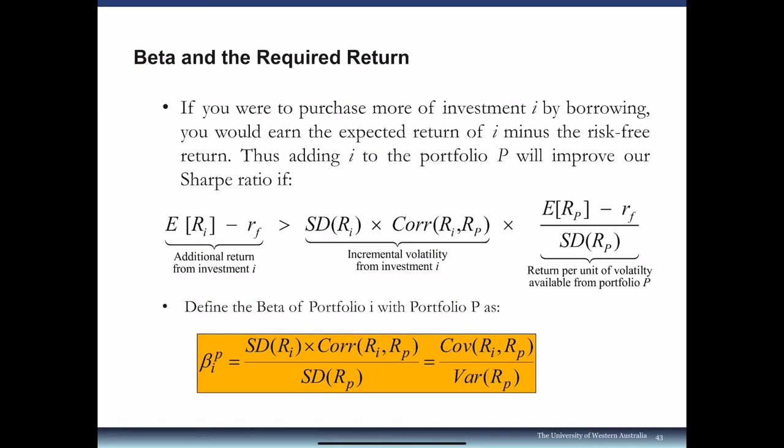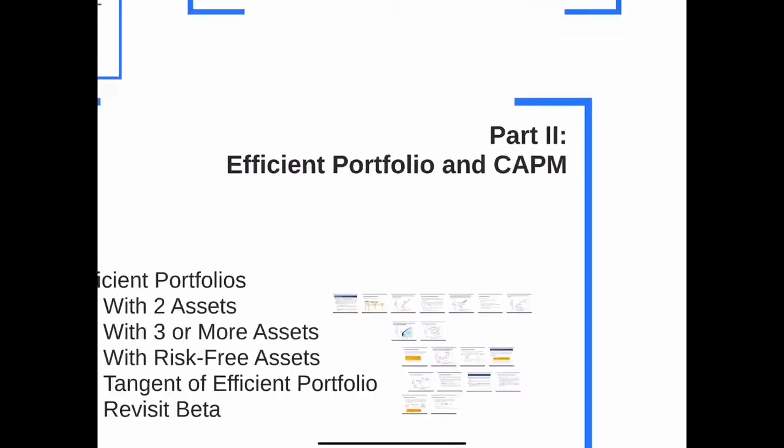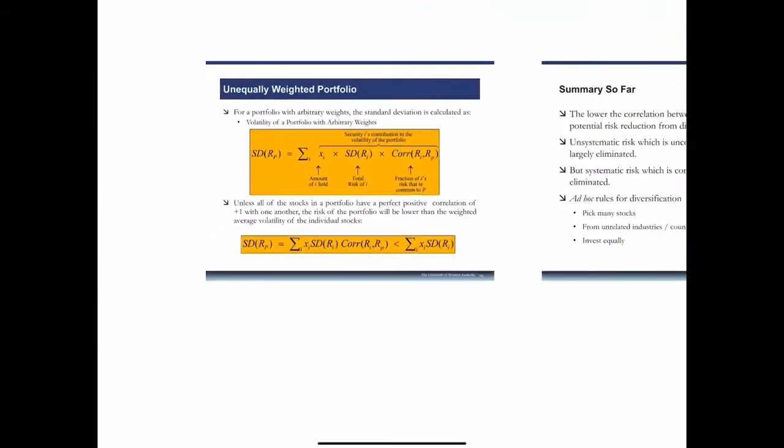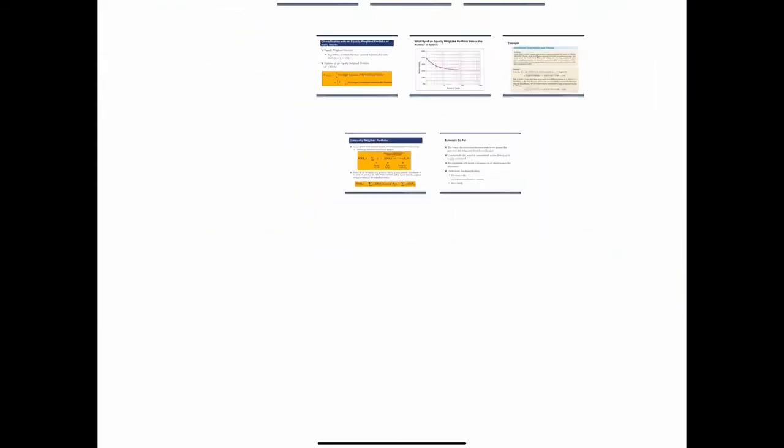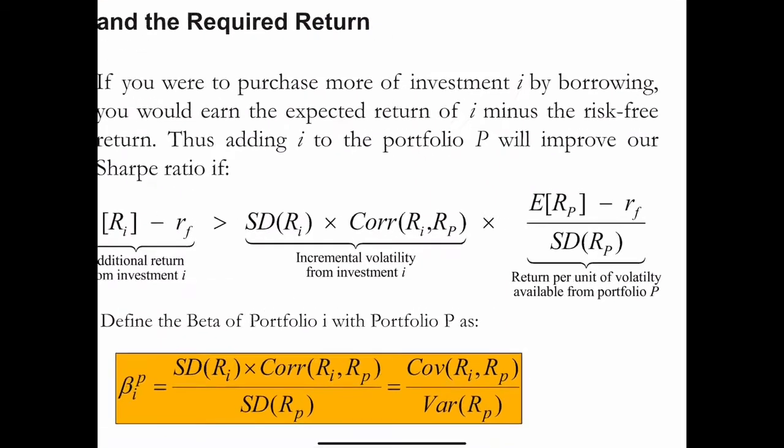So adding I to the portfolio P will improve our Sharpe ratio if the additional return from investment I is bigger than the incremental volatility from investment I times the return per unit of volatility available from portfolio P. The incremental volatility comes from an earlier slide, where I was talking about the contribution from the new investment. It's the standard deviation of investment I times its correlation with RP. If you are curious, we actually did that over here, but it's more important for you to get the idea. So this is the trade-off.